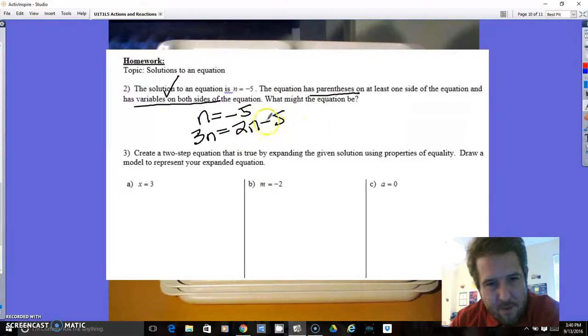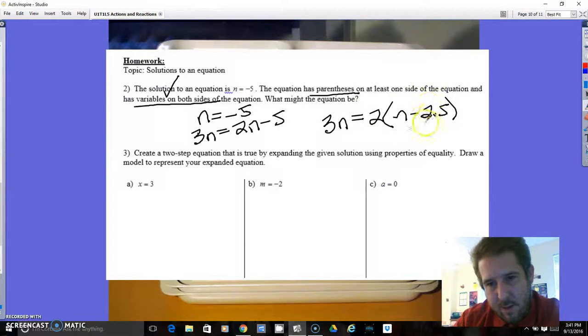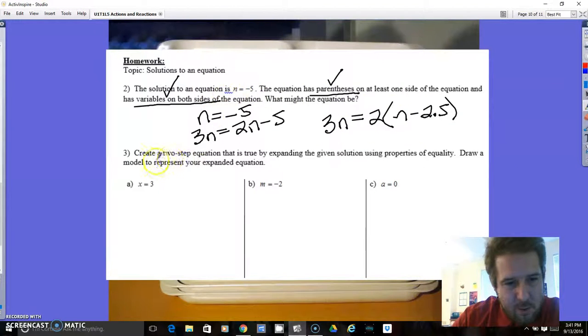So I'm going to divide everything on the right-hand side by 2. So we've got 3n equals, put a 2 on the outside. This is called factoring, which is something we're going to do later on in the year. 2 times n is 2n, and 2 times negative 2.5 would equal negative 5. Now I could have added 1 to both sides to make this an even number, so it would have worked out perfectly, but fractions will do. So now I've got parentheses and variables on both sides, and if I solve this equation, the answer is negative 5. So this does have the answer that we were looking for.